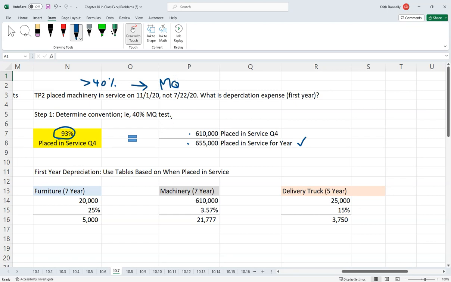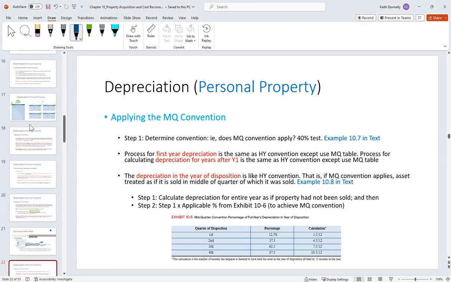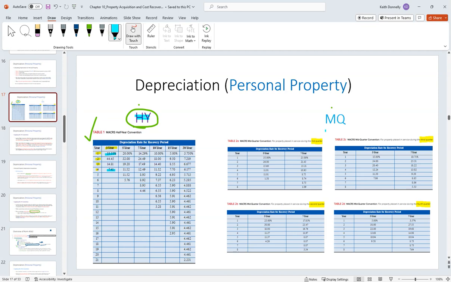And what the mid-quarter convention does, right, it's going to punt you to these tables over here, right? And there's a table for things you put in service in the first quarter, the second quarter, the third quarter, the fourth quarter. If this is tested on the exam, right, I'm going to give you the tables, obviously, but you're just going to get a giant PDF that has all the tables. You need to be able to identify which table to use. Okay?